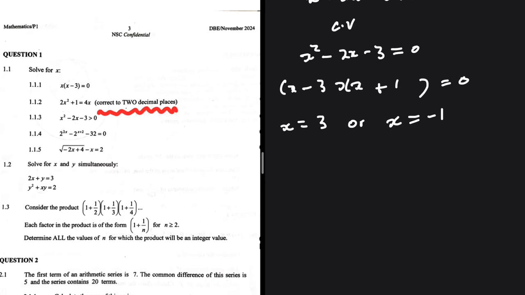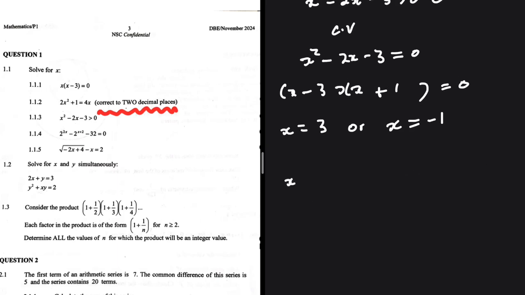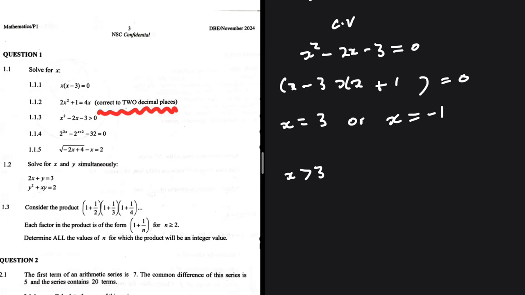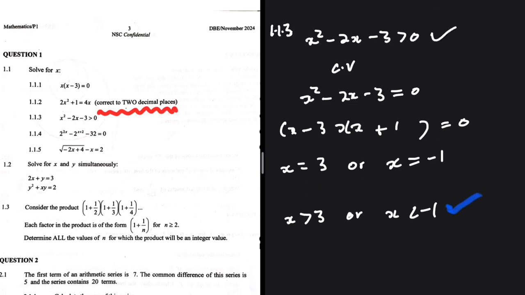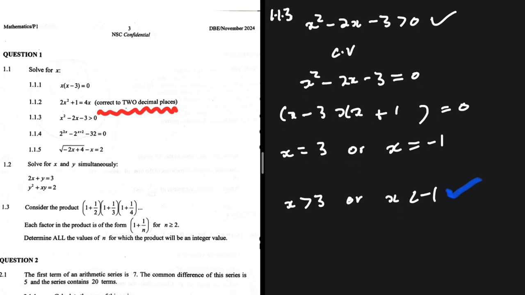So the solution is x greater than 3 or x less than minus 1. This is the actual solution. We can obviously test that out. We can substitute 4, for instance. When you substitute 4, we get 4 squared minus 2 multiplied by 4 minus 3. That is 5, and 5 is clearly greater than 0. So that is the solution, 1.1.3.